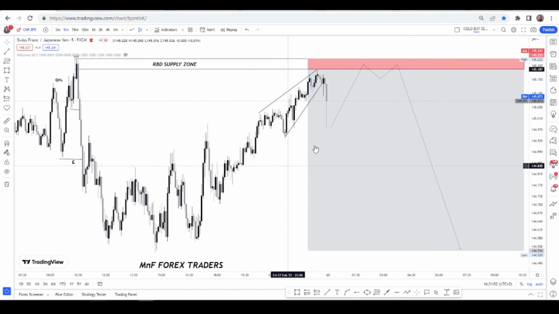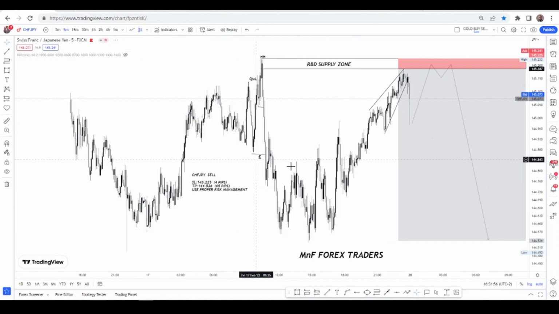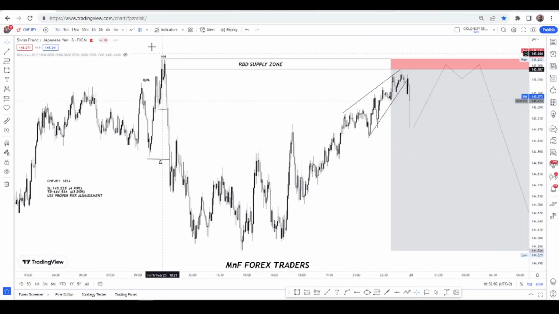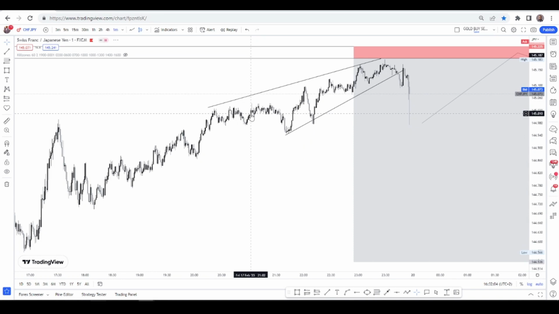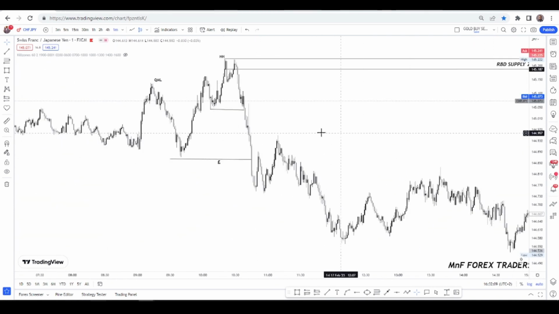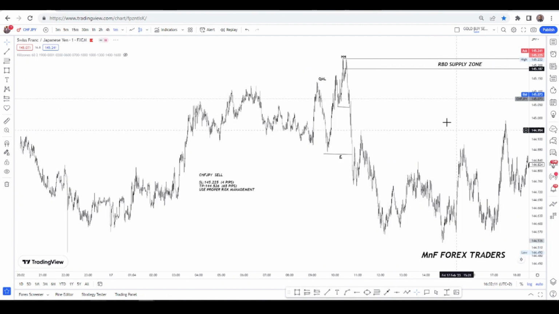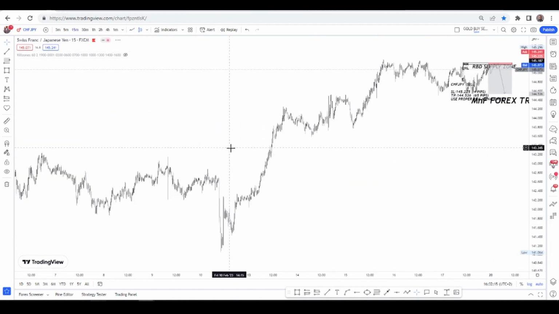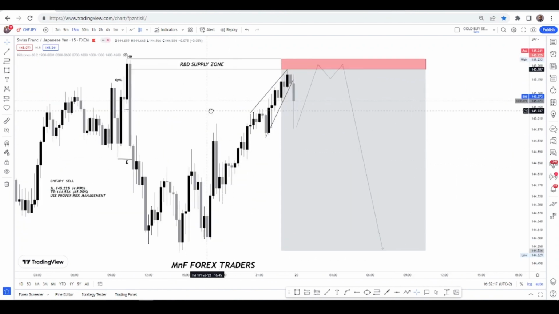So what we're waiting for right now is for the price to try and push back into our zone, and then we can look for selling opportunities. Remember yesterday we had to go to the lower time frame in order to find our order block. So it's always important that you do your multiple time frame analysis and find your order blocks on the lower time frame. It's going to help you a lot, especially because your stop loss is going to be smaller.